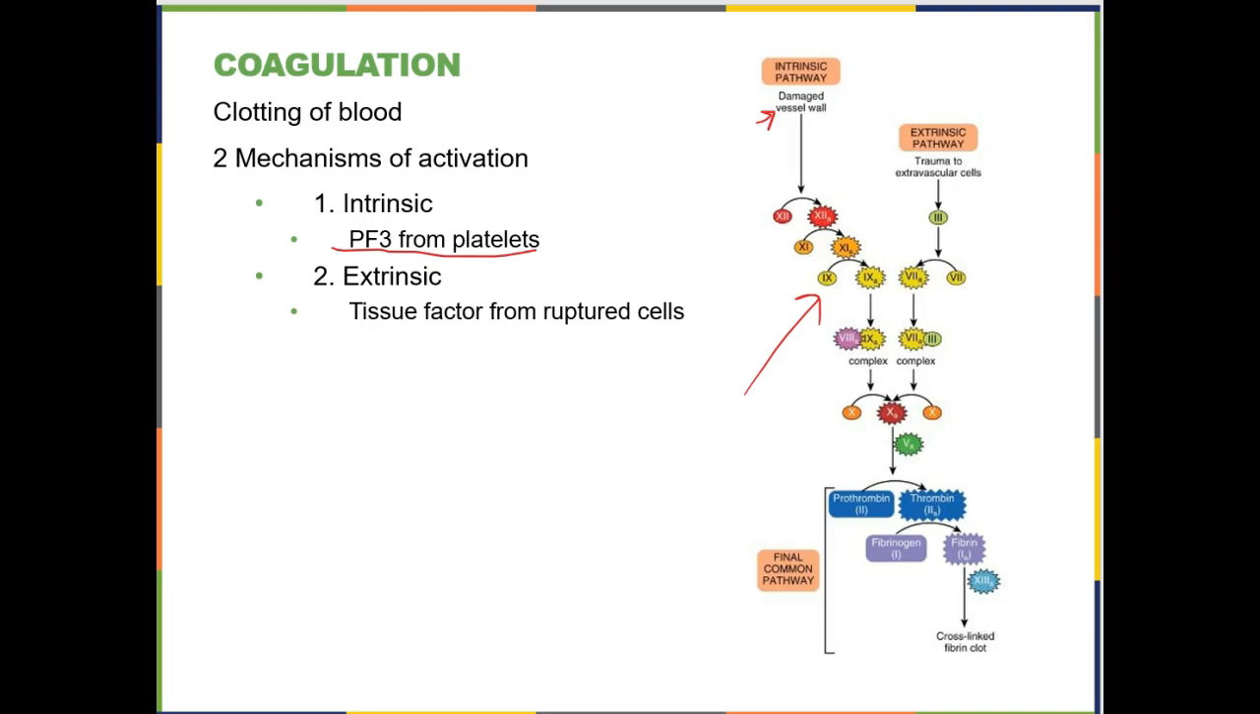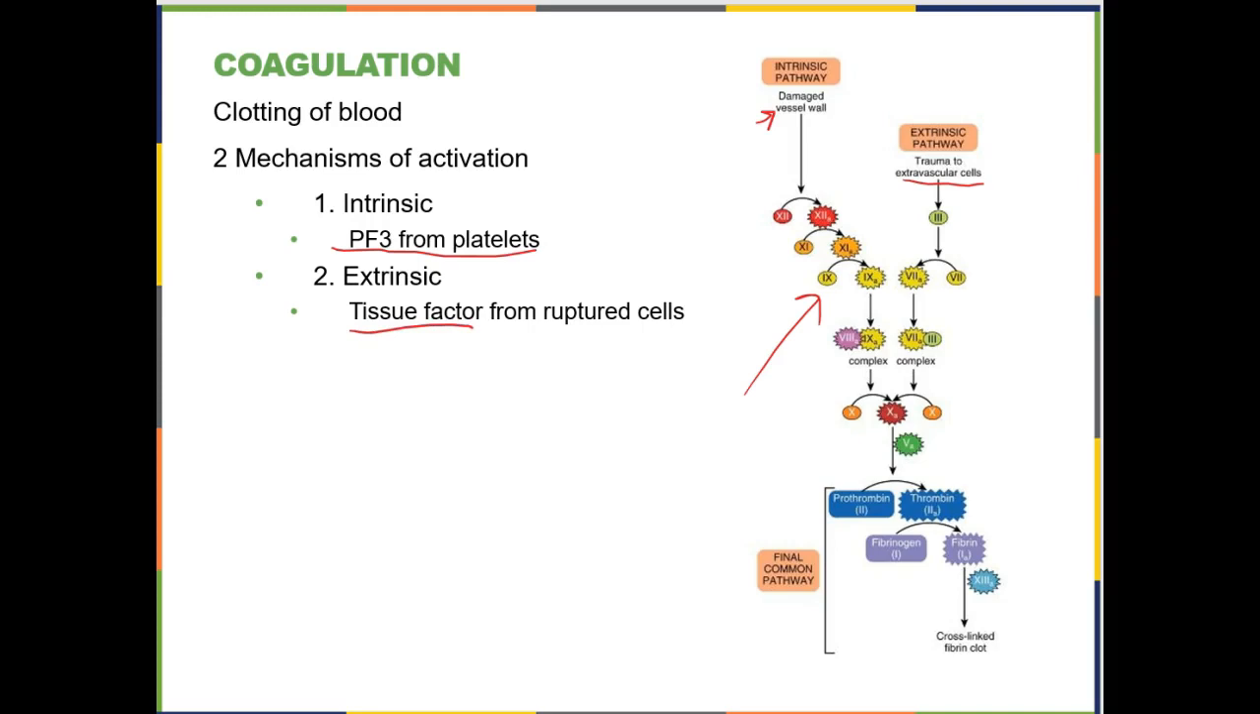And then the extrinsic pathway is triggered when cells that are not part of your blood vessels are ruptured. There's a whole lot of stuff inside of your cells, and it's supposed to stay inside of your cells. So whenever a cell spills its guts, there's all sorts of stuff that leaks out into the bloodstream or the extracellular fluid that your immune system and other parts of your body can detect to let the body know when it's been damaged. One of these things we just call tissue factor, and that can also activate this clotting cascade.